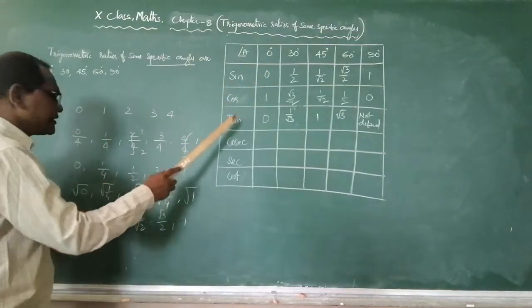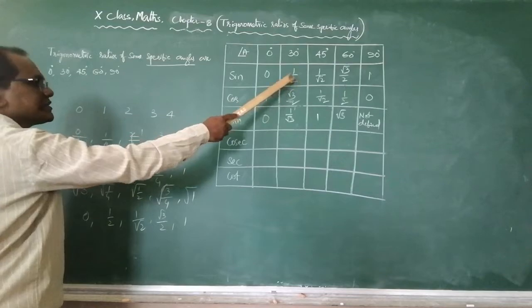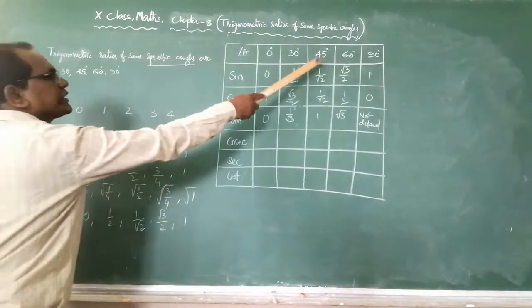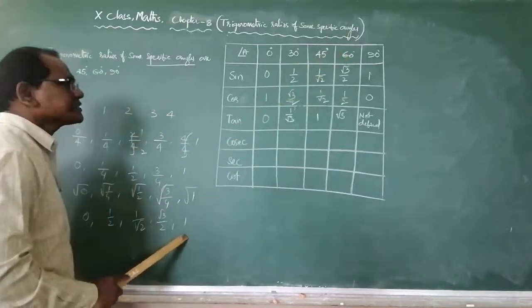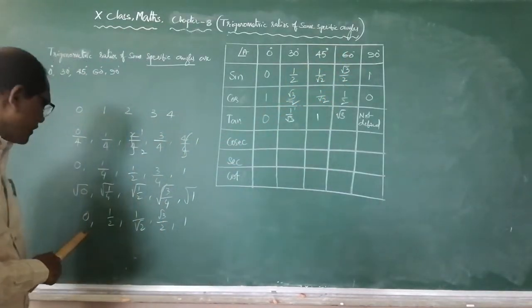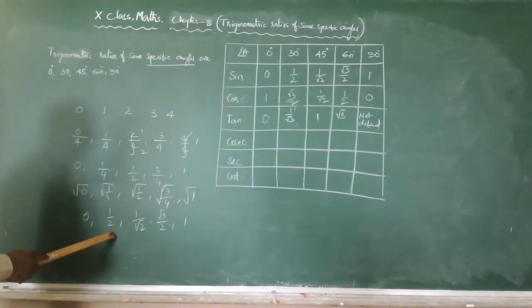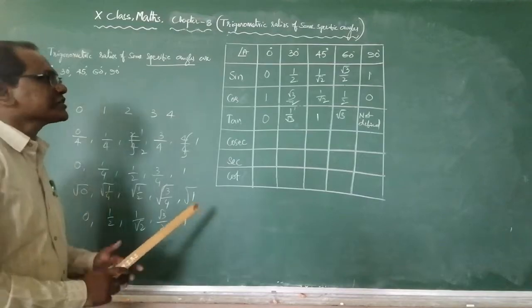Now I am writing here 0, first one, and next 1 by 2 for 30 degrees, and 1 by root 2 for 45 degrees, and root 3 by 2 for 60 degrees, and 1 is the sine 90. These are the 5 values: sine 0 degrees, sine 30 degrees, sine 45, sine 60, sine 90.